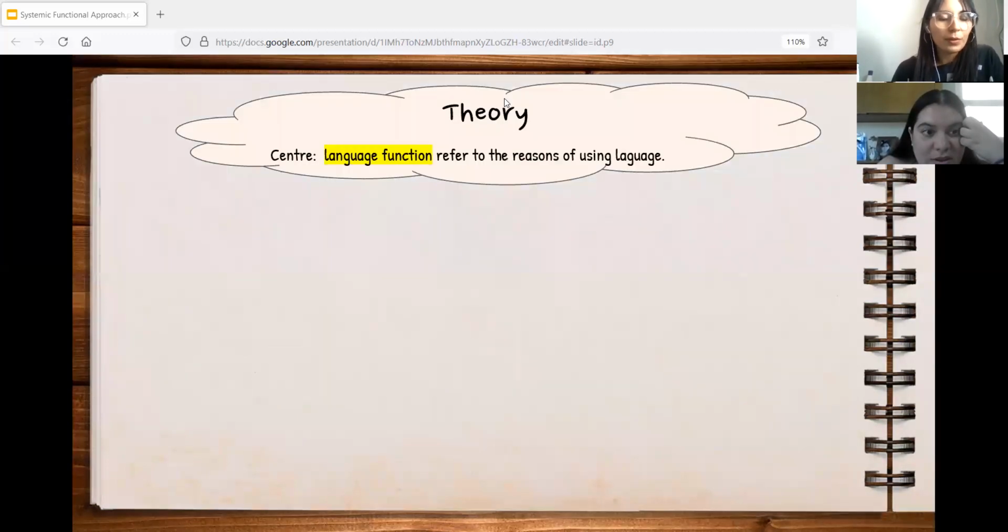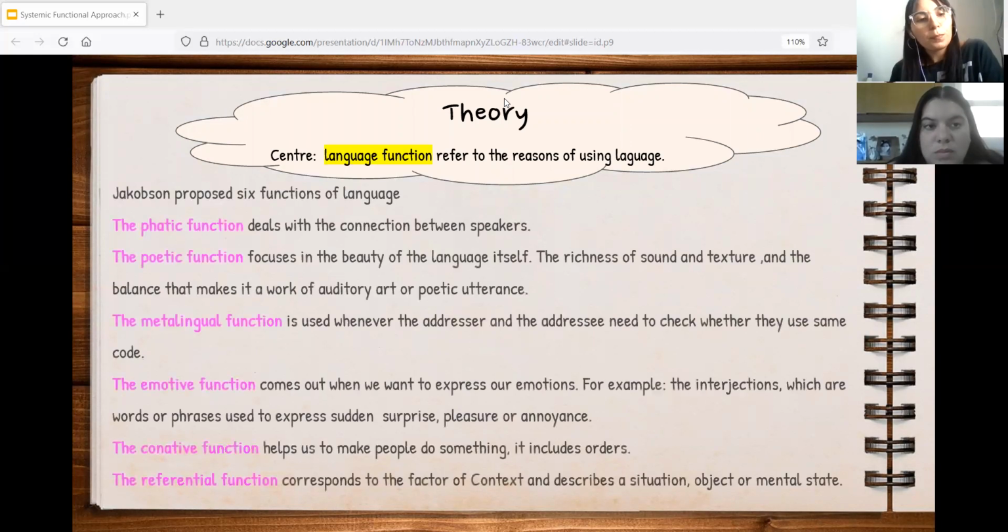Well, now we are going to develop the theory specifically. Systemic functional linguistics is a theory of language centered around the notion of language function instead of a more structural approach which emphasizes the elements of language and their combinations. When people talk about language functions, they refer to the reasons for using language.